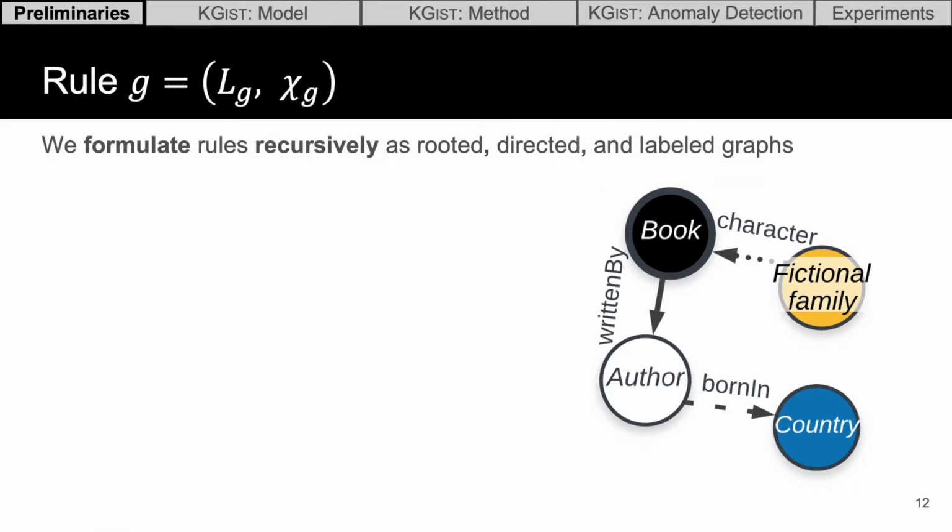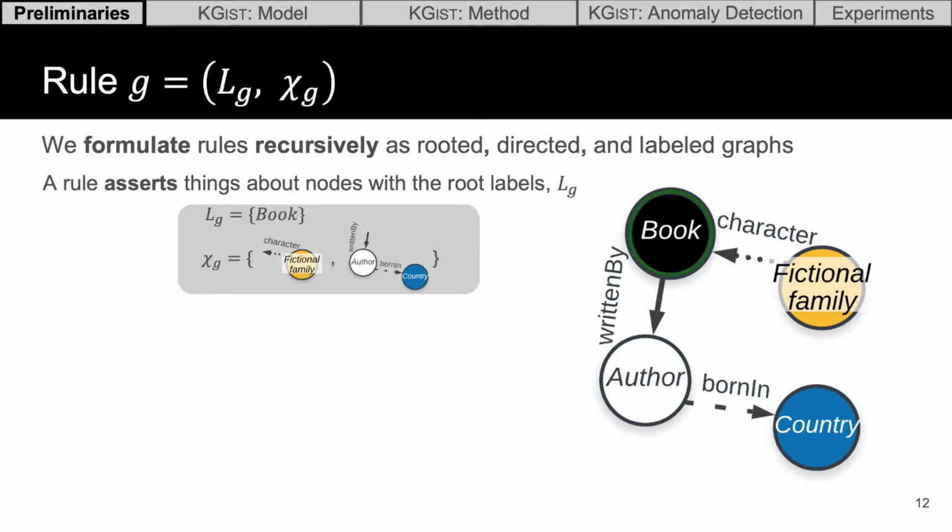We introduce a new graph-theoretic formulation of rules, defining them recursively as rooted, directed, and labeled graphs. A rule asserts things about the nodes with the root labels L sub g for the rule g. For example, the rule on the right applies to books, and it asserts things about them. Specifically, two things. It asserts that they have fictional family characters and that they are written by authors who are born in countries. The first thing it asserts is its first child.